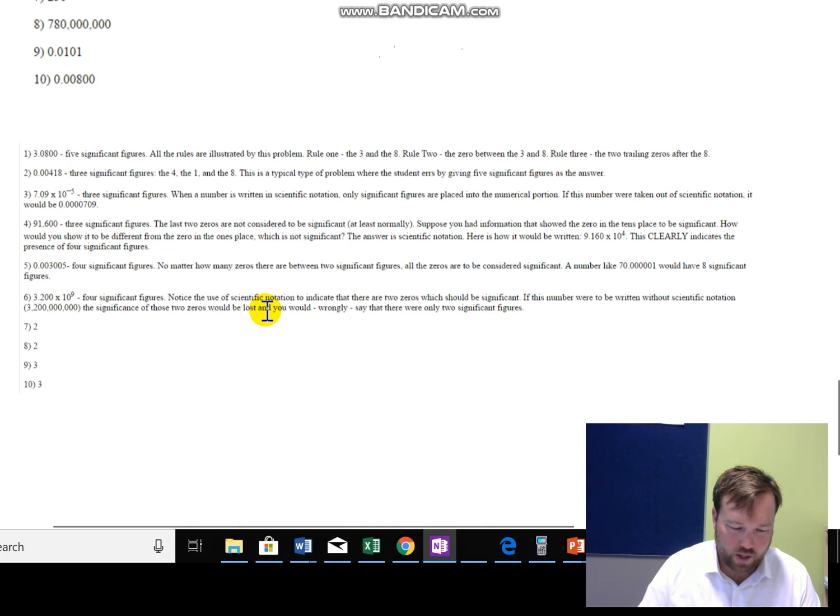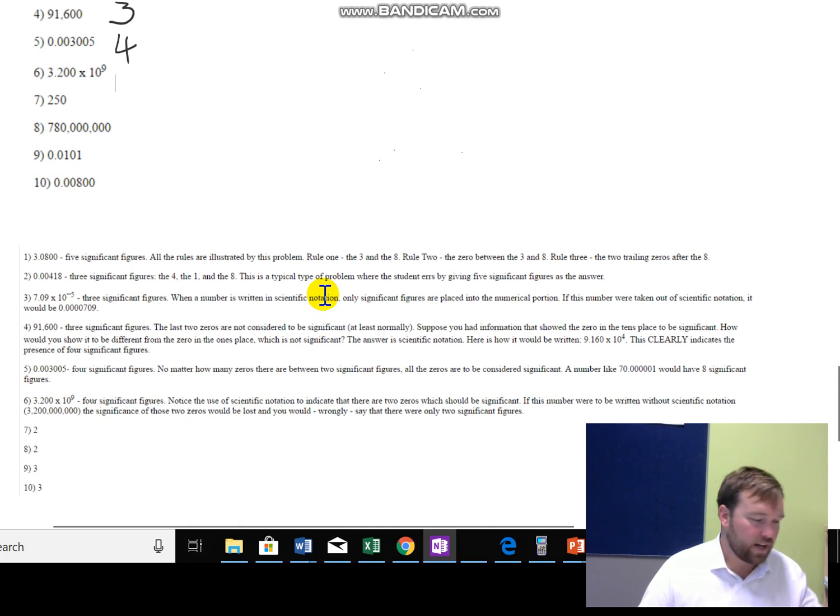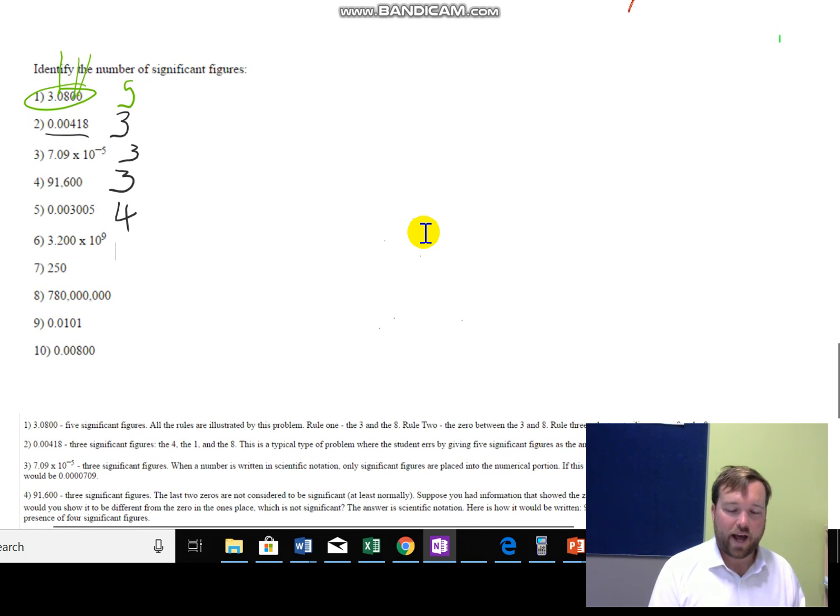Don't get too caught up on them. It's not like your test is going to ask how many significant figures are in this question. The more important thing is to understand the logic behind significant figures, and the way we write numbers is important because it has a meaning also. All right, thank you very much.